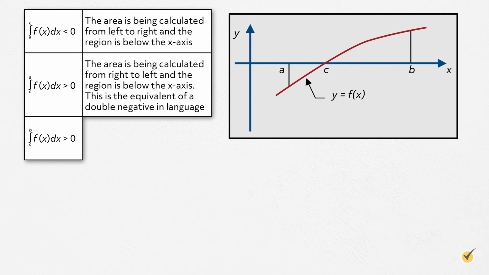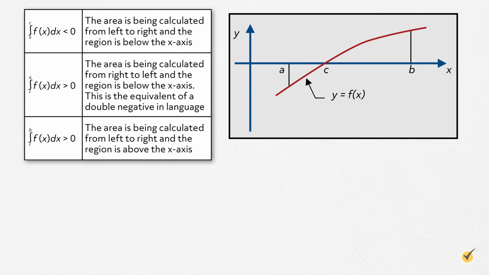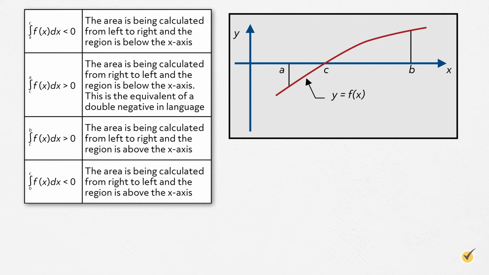The integral from c to b of f of x dx is greater than 0. The area is being calculated from left to right, and the region is above the x-axis. The integral from b to c of f of x dx is less than 0. The area is being calculated from right to left, and the region is above the x-axis. The integral from a to b of f of x dx is greater than 0.